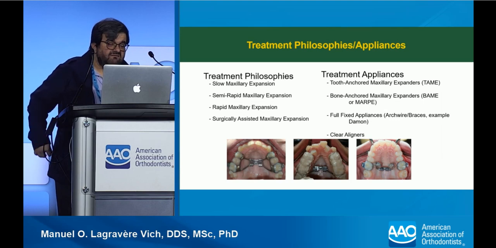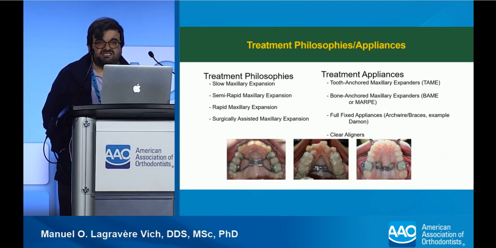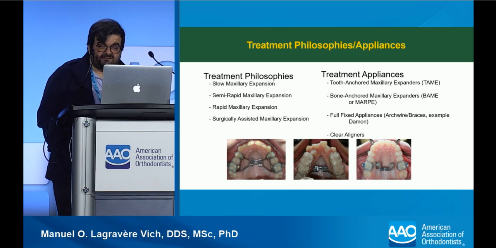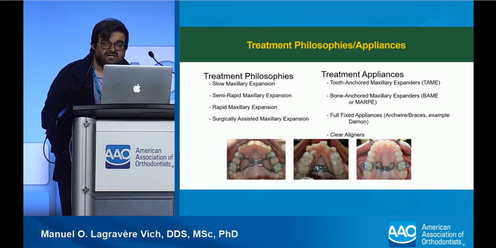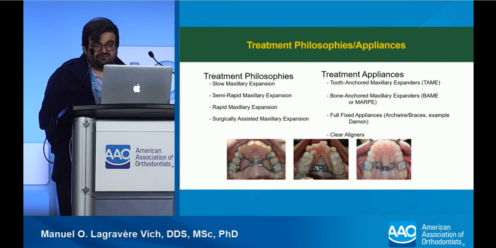So basically, for expansion, there are different philosophies and appliances. With the philosophies, it can be either slow, semi-rapid, which would equal 1 turn per day, rapid, which would be 2 turns per day, or surgically assisted expansion. With appliances, nowadays we have the tooth-anchored expanders, the traditional Hyrax. The bone-anchored expanders, we have the Moon expander, Dresden expander. We have several out there in the market. We can even do it with braces and wires. One that we use or know more is Damon. And recently the clear aligners, which have been under scrutiny because every other appliance before the clear aligners is measurable as they present.